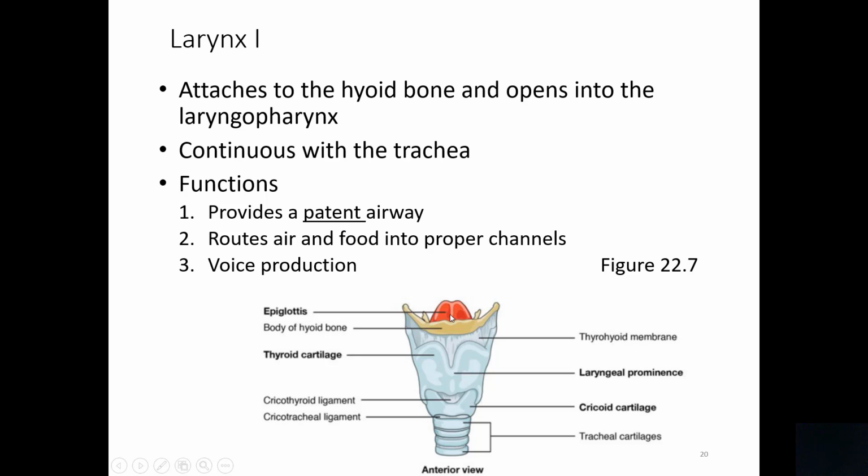Okay, continue about structure of the larynx. Larynx is a voice box. Larynx is visible sometimes on the neck, and especially in males, and it's called Adam apple. Larynx is attached to the hyoid bone right here by special ligaments, and it opens into the laryngopharynx and continues down with trachea.